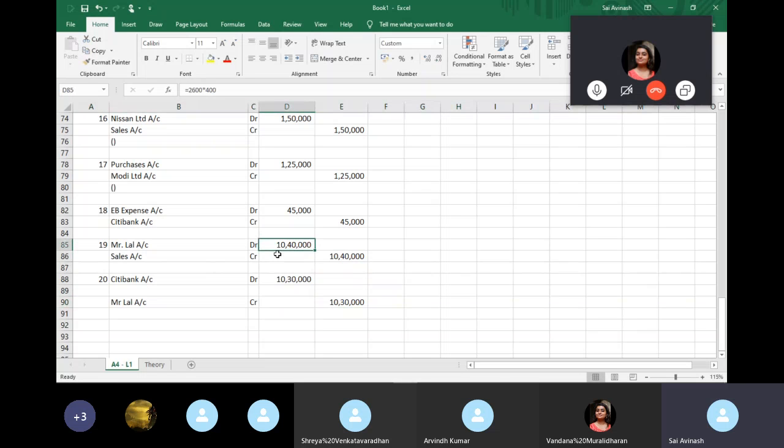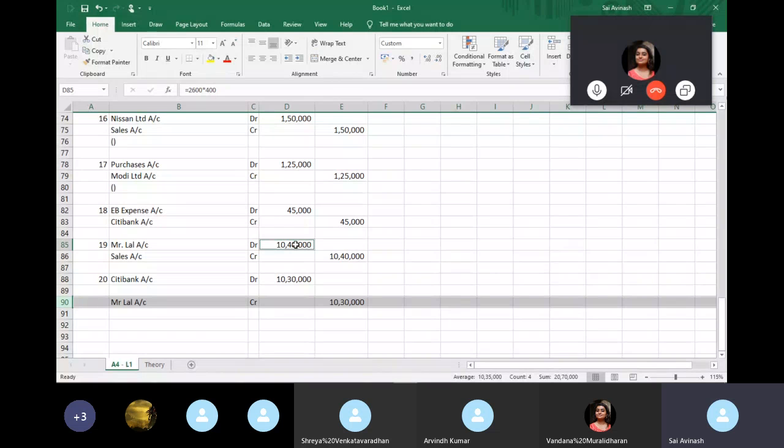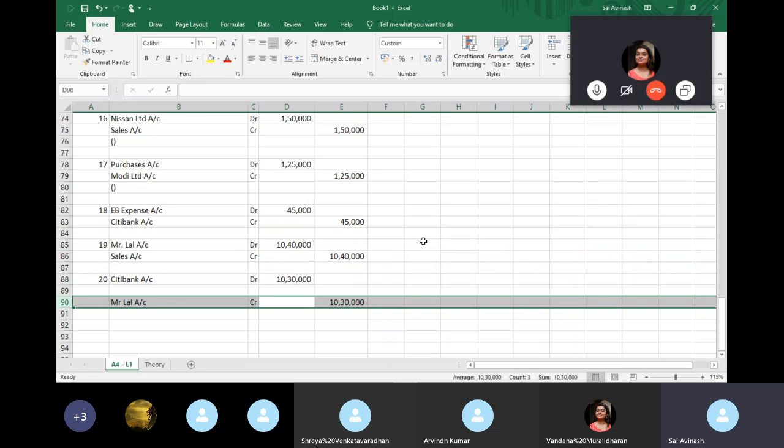He initially had a debit balance of 10.4 lakhs. This credit means that he will have to pay me a net amount of 10,000. Right, that's what the transaction will imply. That's what the journal entry will imply. The journal entry will leave him with a balance debit of 10,000. Right, I debited 10 lakh 40, I credited 10 lakh 30. So balance debit is 10,000.